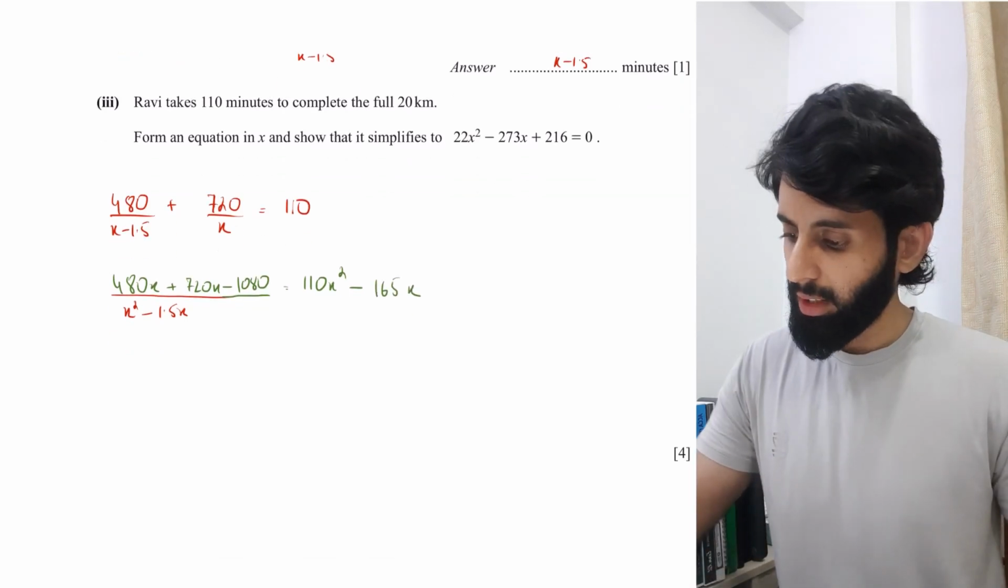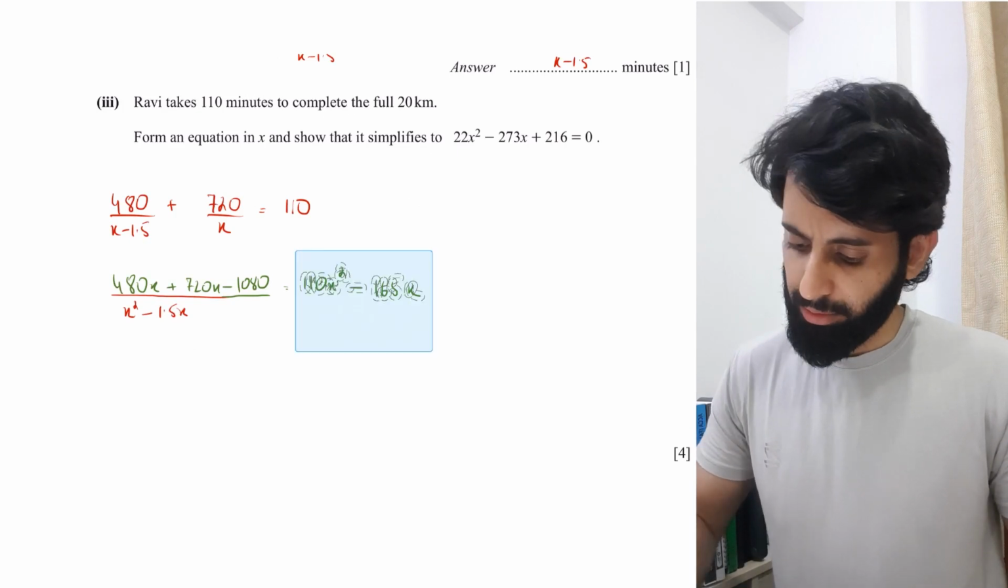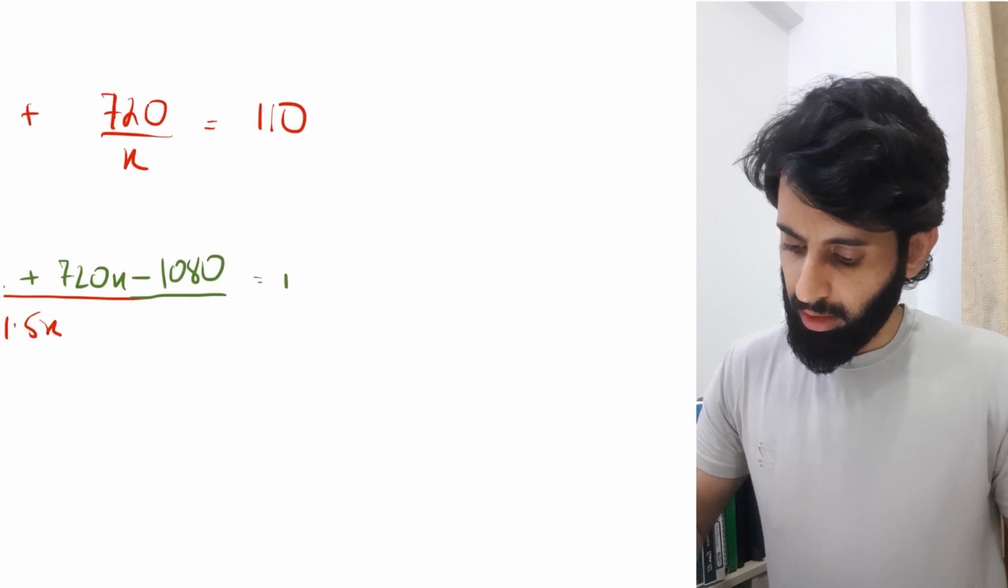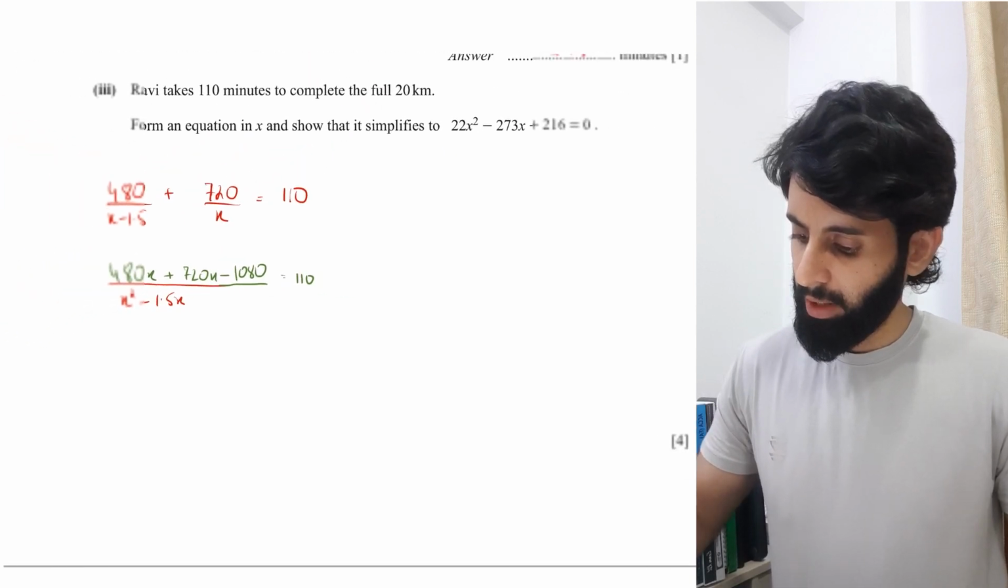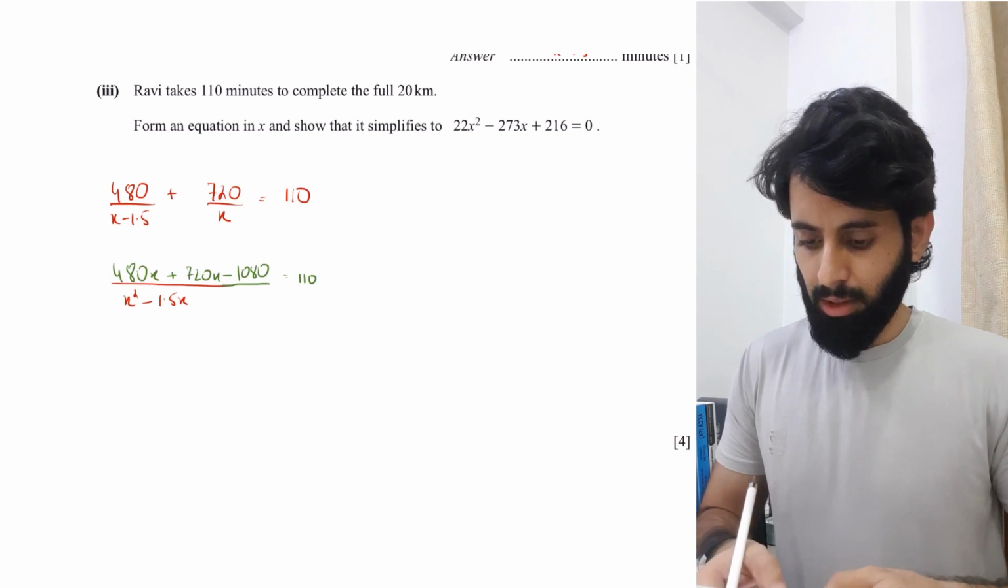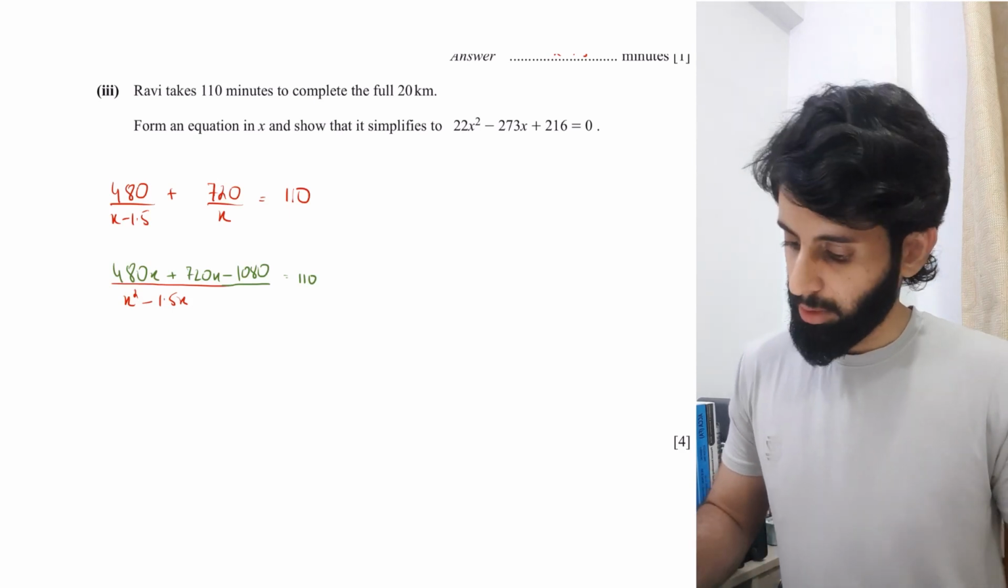Okay, in fact I think I skipped a step, I shouldn't have done that. Alright, so I'm just going to leave this as it is, equals to 110. I'll do that in the next step. Okay, so 480 plus 720, let's see what's that equal to. 480 plus 720 is equals to 1200.